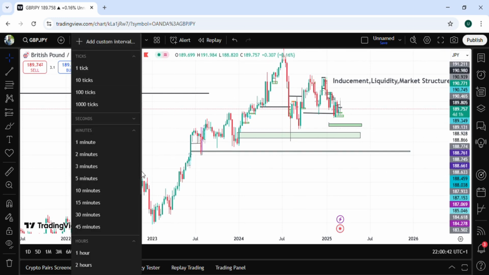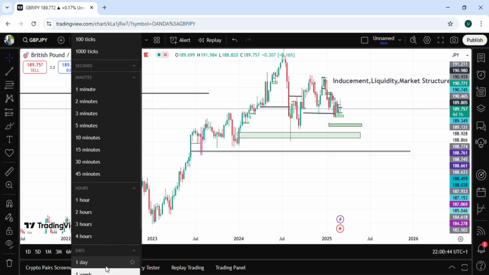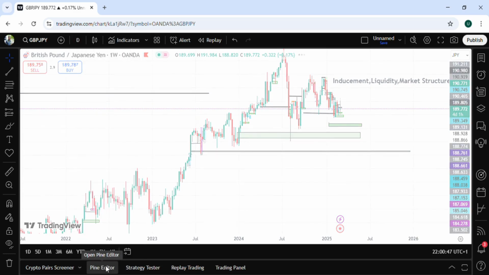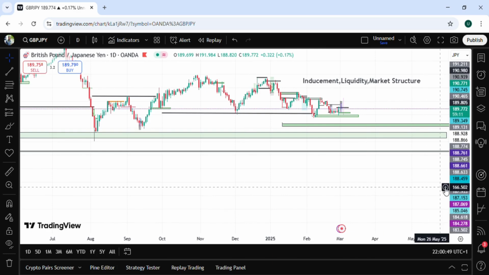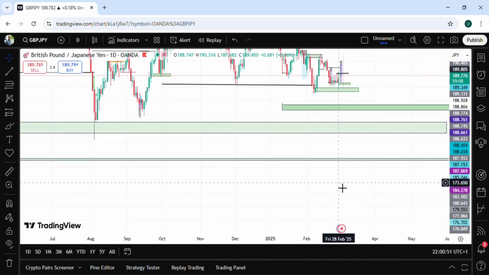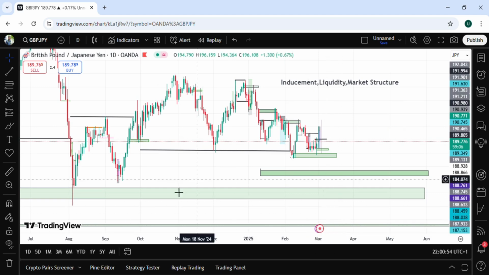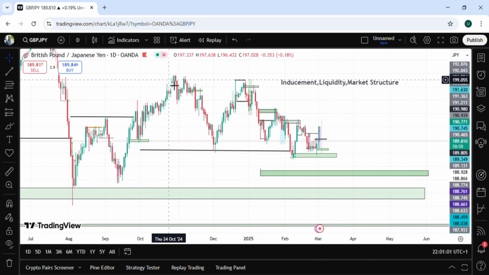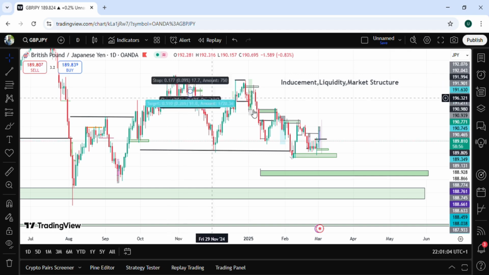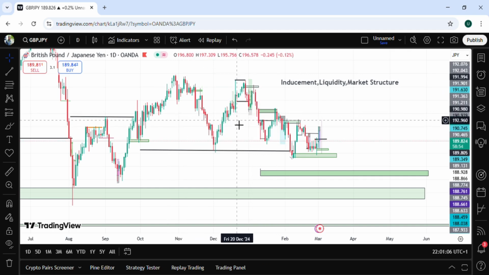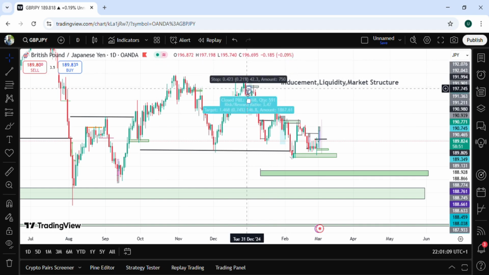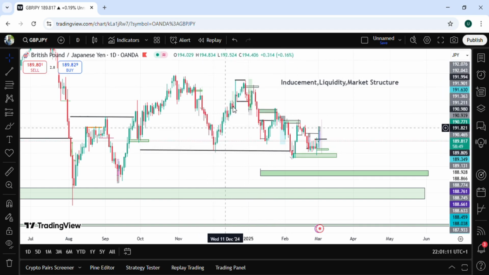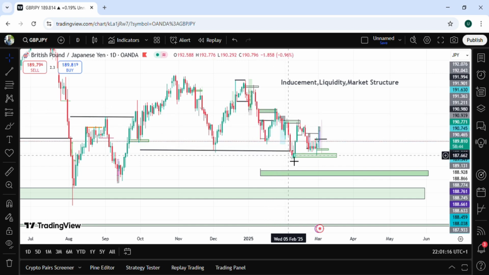Then I scale down to my daily time frame. Now on the daily time frame, what did price show me? What is price printing? Looking at this, we've seen a higher high, a higher low, a new higher high, and we're expecting price to continue going up. Now what else did we notice? Instead of this structural low printing a new high, price decided to fall back down.